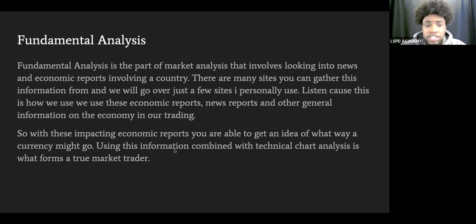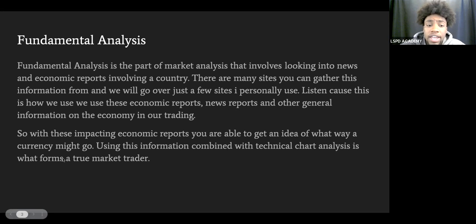So fundamental analysis. Our fundamental analysis is the part of market analysis that involves looking into news and economic reports involving a country, right? There are many sites you can gather this information from, and we will go over just a few of those sites that I personally use to bring together my market analysis when it comes to fundamentals. And I want you to listen, because how we use these economic reports, news reports, and other general reports gives us a lot of key detailed information on how we're going to trade that day or how we're going to trade that pair in the coming days or weeks.